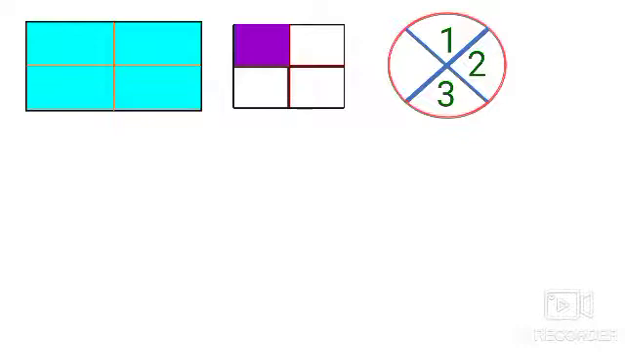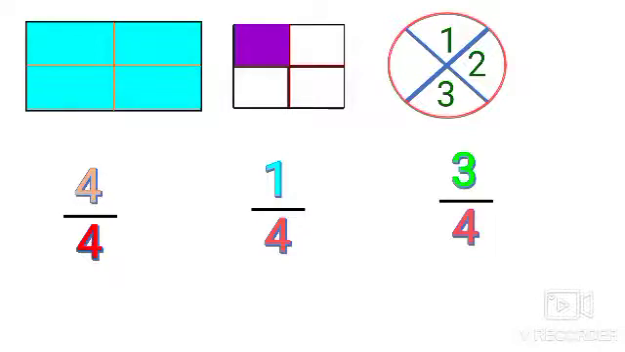So what will be my fraction? For the first one, my fraction will be 4 upon 4. Why so? Because there are 4 equal parts, so that will go in the denominator. Out of those 4 parts, all 4 parts are colored. So my fraction is 4 upon 4. Similarly for the next, it is a square divided into 4 equal parts. I've colored 1. My fraction will be 1 upon 4. Same for the circle. My fraction will be 3 upon 4.